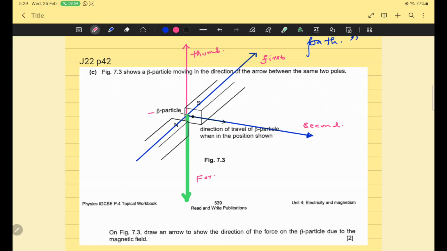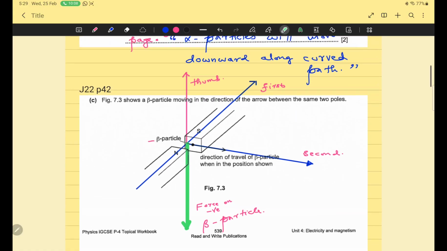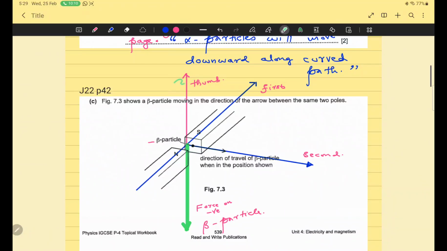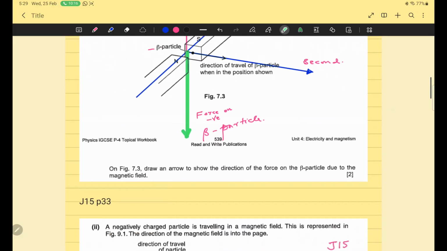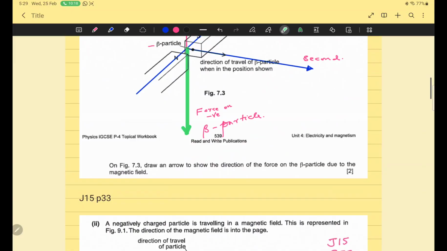So the force on a negative beta particle: first, we find the direction for a positive particle. So the force on a positive particle will be upward, but the force on a negative particle will be downward. So I have explained the right answer.